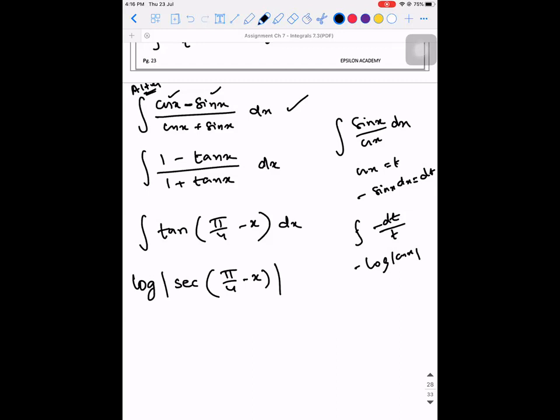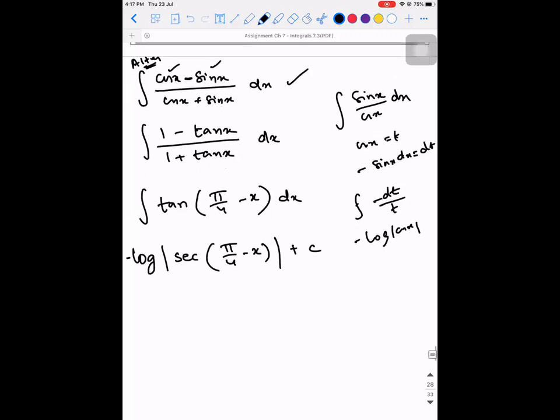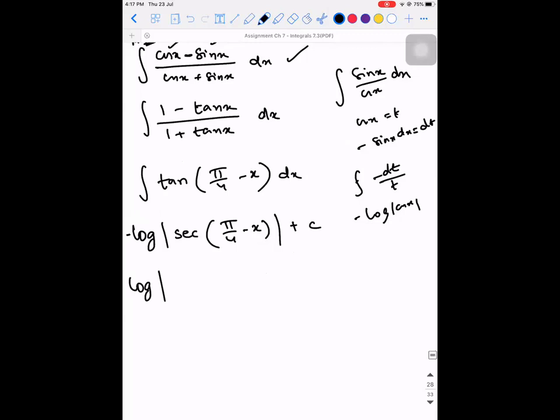It should be minus log of secant (pi by 4 minus x), because there's a minus x inside. The coefficient of x is minus 1. Don't concentrate on the constant. So it becomes minus. Are you guys convinced with this? So I can write this as log of secant (pi by 4 minus x) to the power minus 1, which is nothing but cos of (pi by 4 minus x). Accepted?